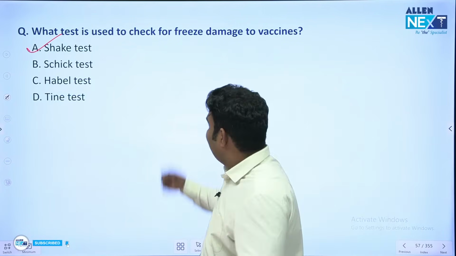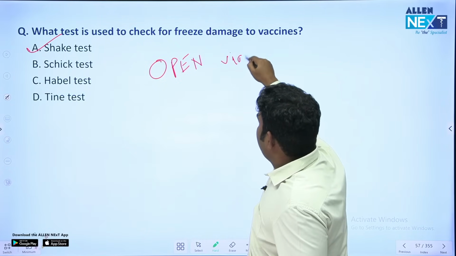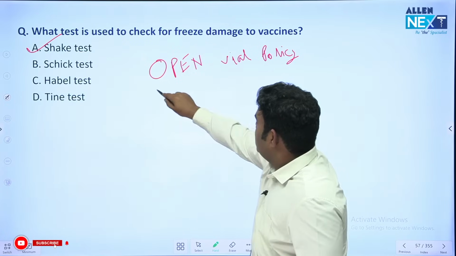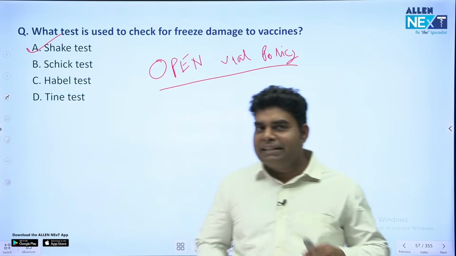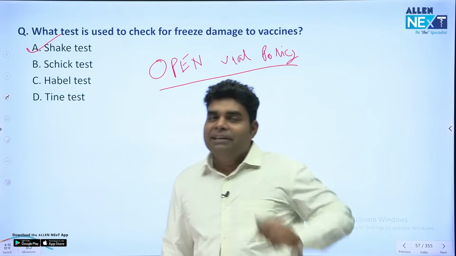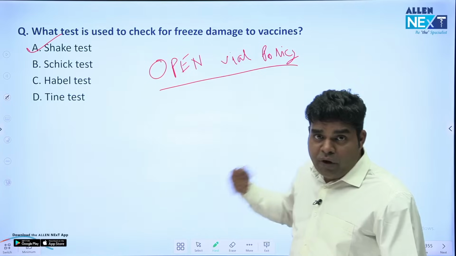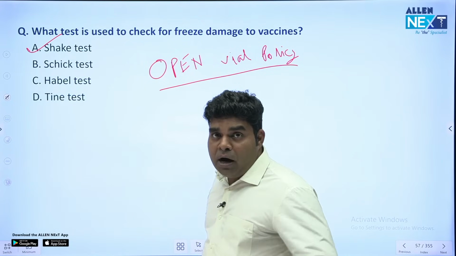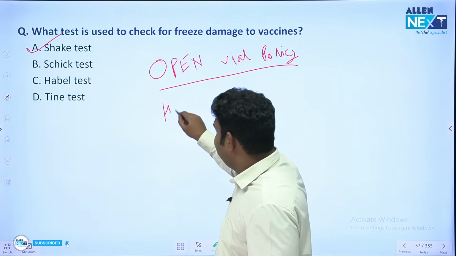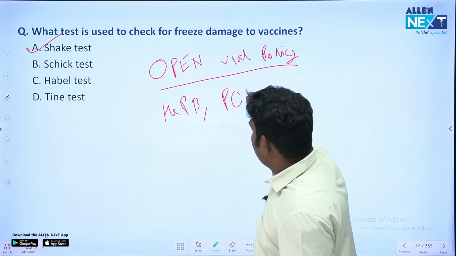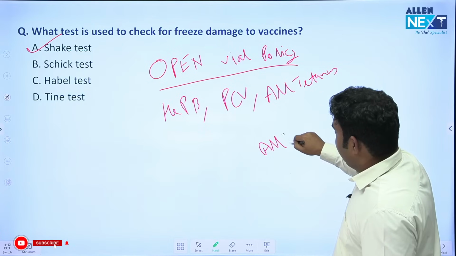Now, one more thing I want to tell, of course, is open vial policy, a very common question. Which vaccine follow open vial policy, which do not? So open vial policy means after opening a vial, if it is stored adequately between 2 to 8 degrees Celsius and the vaccine vial monitor is intact, then we can use this vaccine till next 4 weeks of opening the vial. Which vaccines follow open vial policy? Very simple to remember. Hep B, PCV, all tetanus, all polio. Say it and you will remember it. Hep B, pneumococcal conjugate vaccine, all tetanus, all polio. They follow open vial policy.